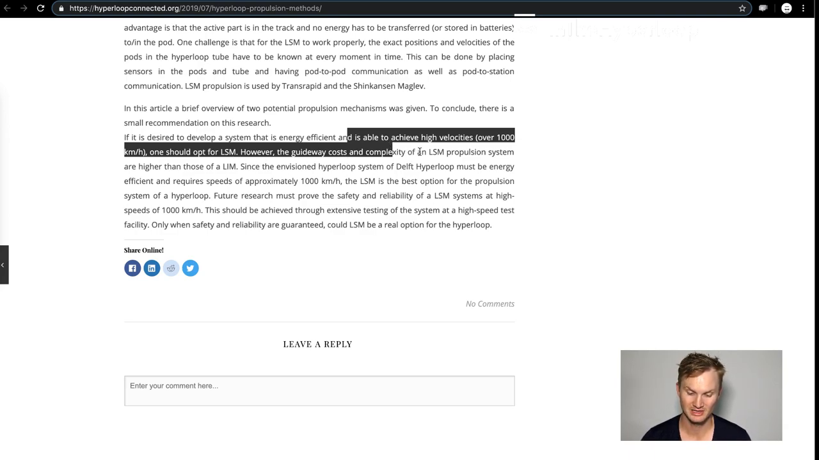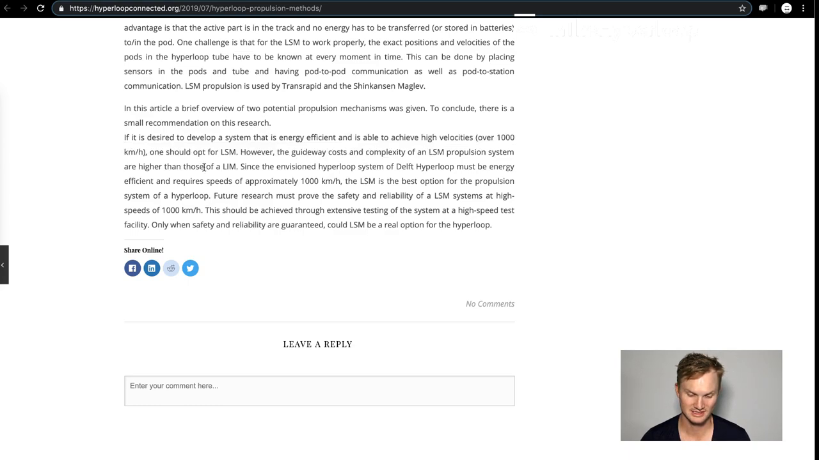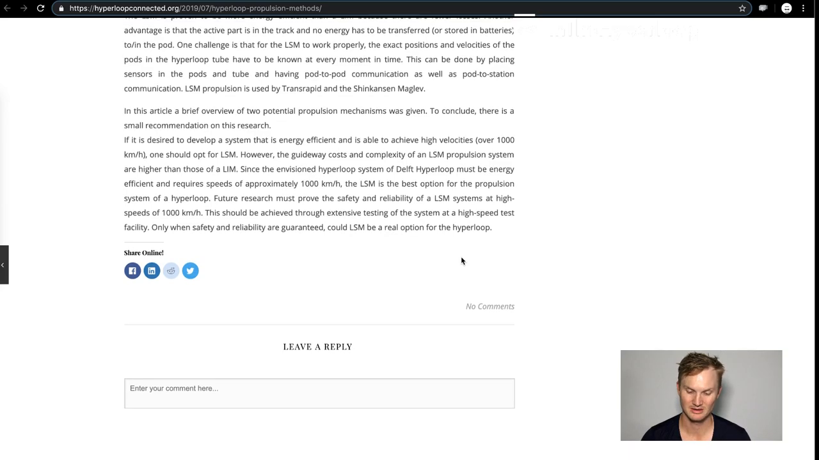However, the guideway costs and complexity of an LSM propulsion system are higher than those of a long induction motor. Since the envisioned Hyperloop system of Delft Hyperloop must use energy efficiently and require speeds of approximately 1,000 kilometers an hour, the LSM is the best option for propulsion of a Hyperloop. Future research must prove the safety and reliability over speeds of 1,000 kilometers an hour. This should be achieved through extensive testing of the system at a high speed facility. Only when safety and reliability are guaranteed could LSM be a real option for the Hyperloop.